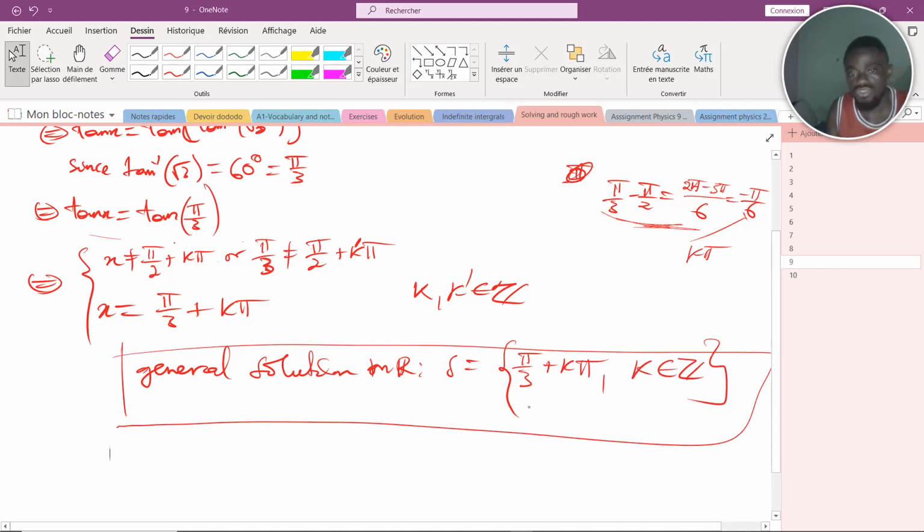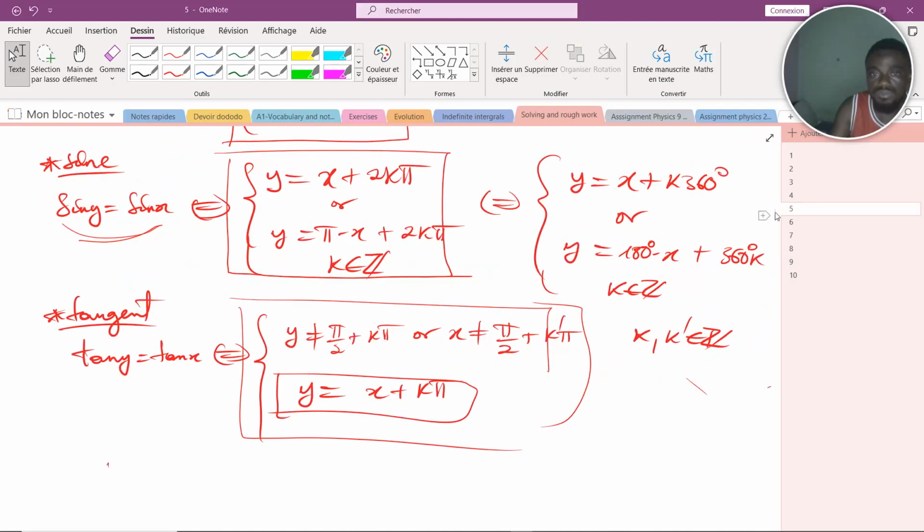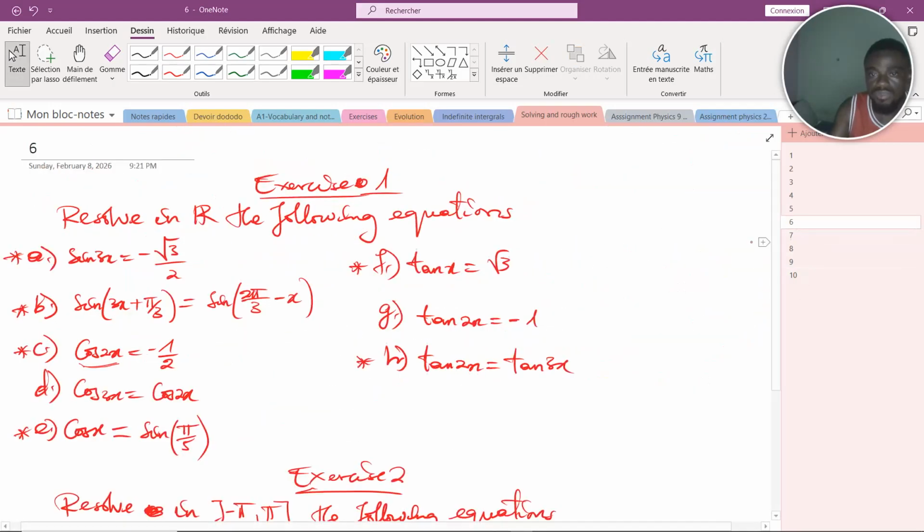That's our general solution. If you are to give it in terms of degrees, it simply means S, the general solution, will be what? Pi on 3 is simply 60 degrees plus 180 degrees k, with k belonging to the set of integers. Simple. Is that okay? So that's the general solution. So let's do the last one. Where is it? Let's do the last one.